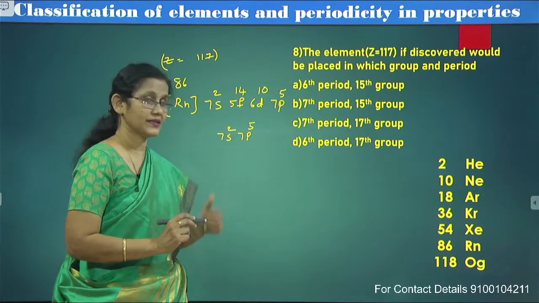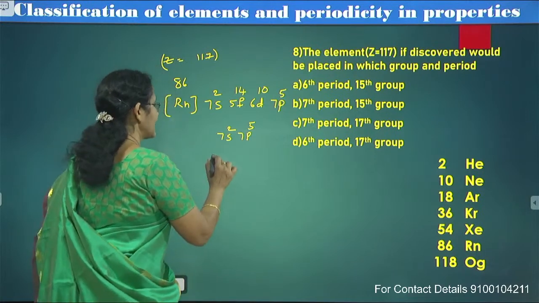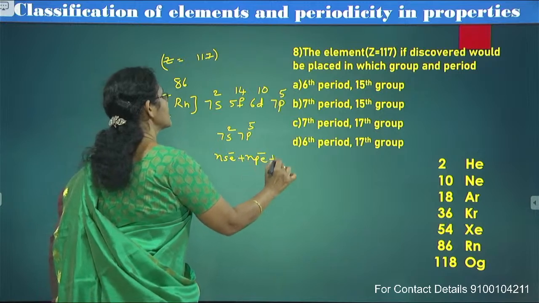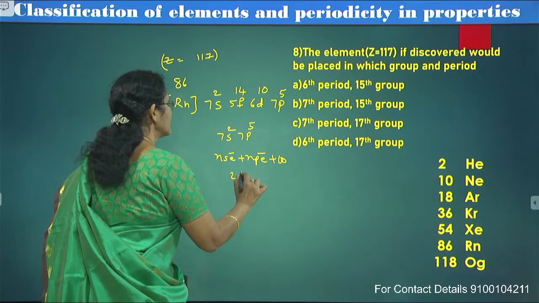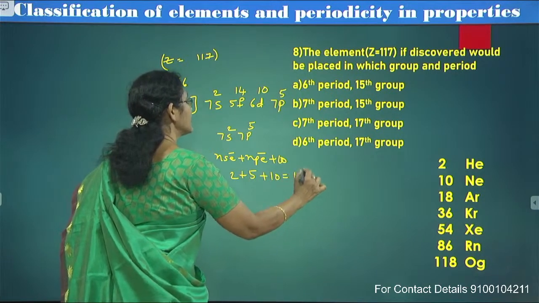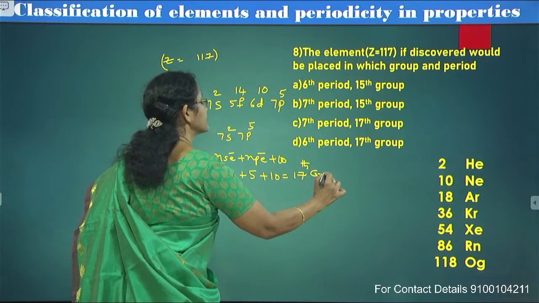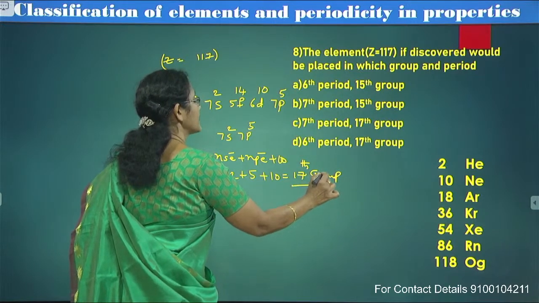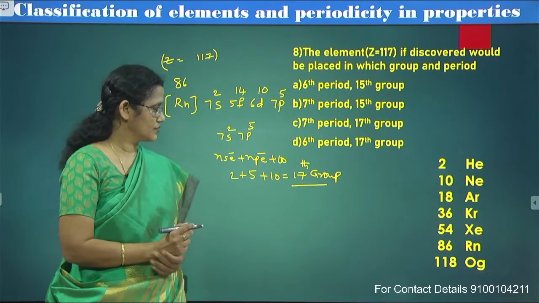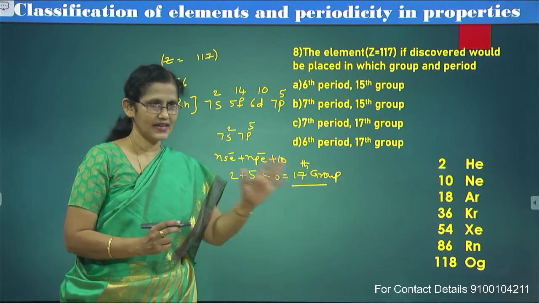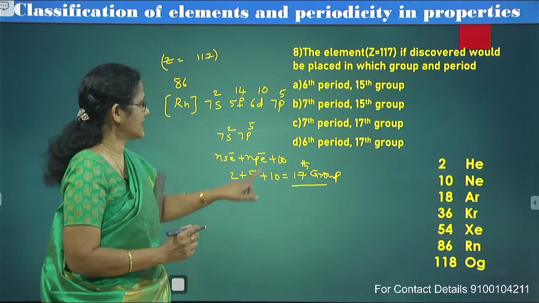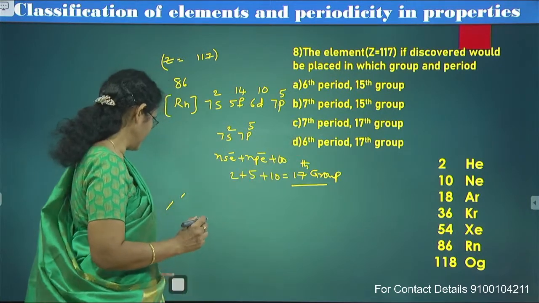This is a p block element. How to know the group number? ns electrons plus np electrons plus 10. So 2 plus 5 plus 10. This is the 17th group. For any element you can identify it if you know the valency configuration, right. Otherwise, directly by heart the noble gases, and with respect to them, where is our X element? So, the correct answer is 7th period, 17th group.